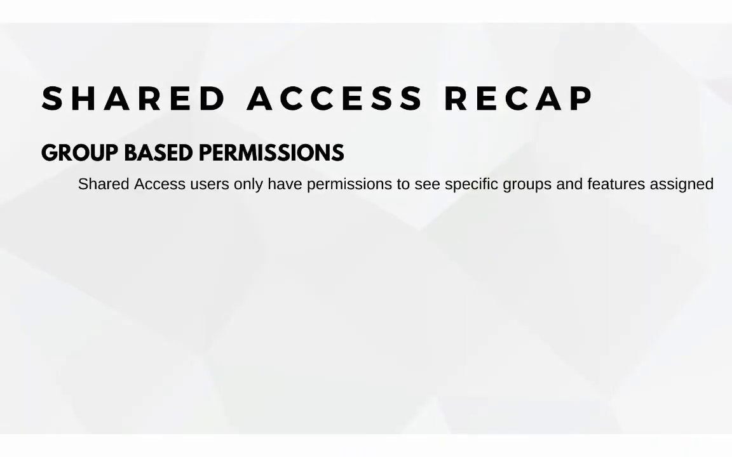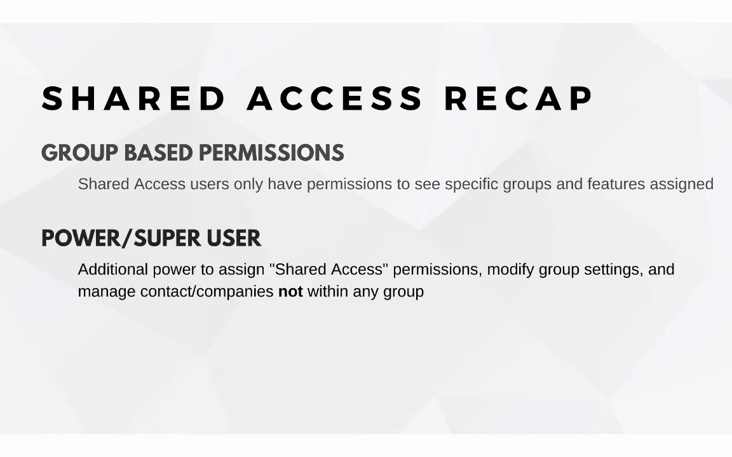Shared access users have group-based permissions, which allow them to see individual contacts and features that you have assigned to them. Upgrading these permissions to a power user gives individuals the permissions to now assign shared access to other individuals. They can modify group settings further, as well as manage contacts and companies that are not within any group. Super users have full access into their current groups.